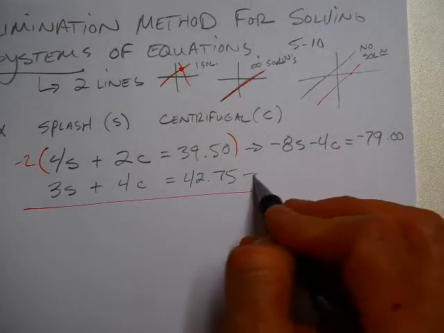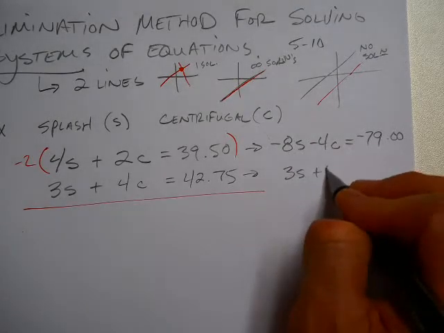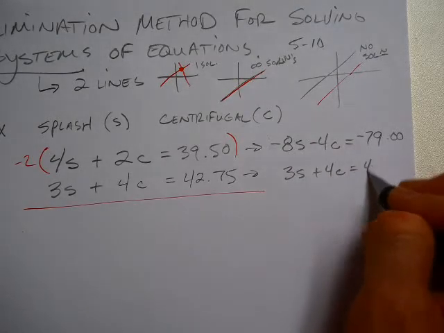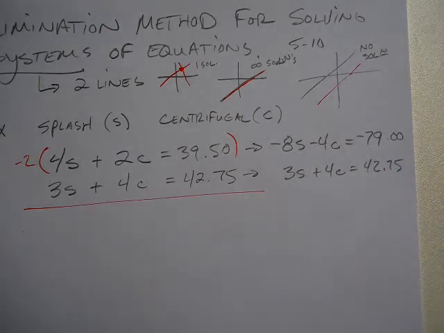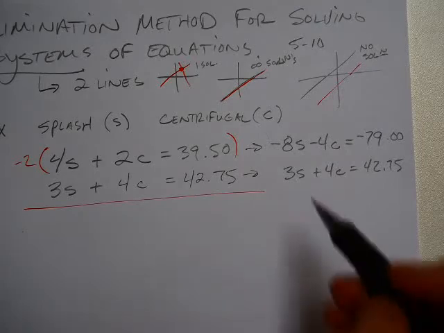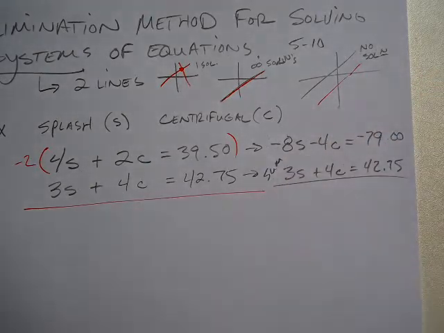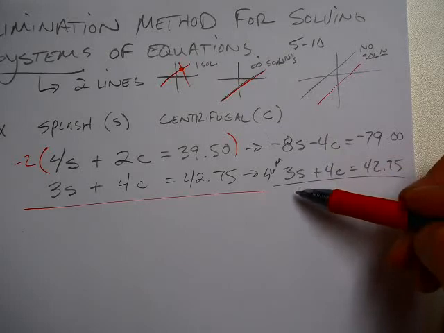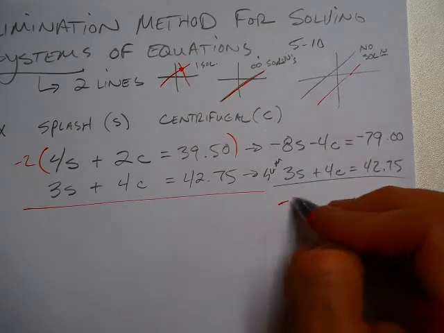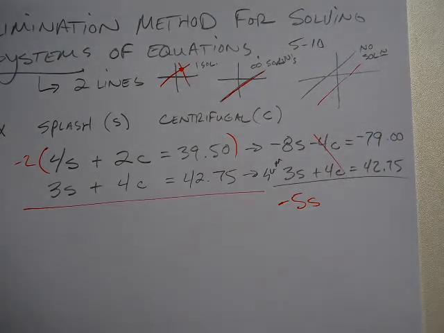Now the bottom, I don't have any changes, but I want to rewrite that. Once I have something the same but opposite, which would be my C's, I'm going to take the sum of these. So what's -8 plus 3? -5s, good. These guys cancel. If something doesn't cancel, you've made a mistake. It's not going to work out for you.